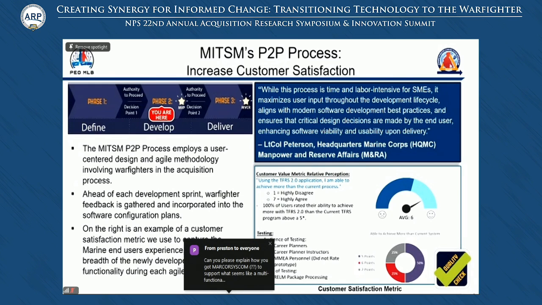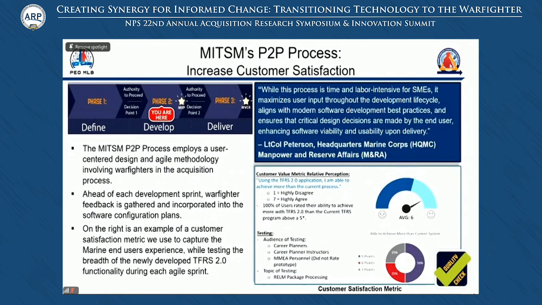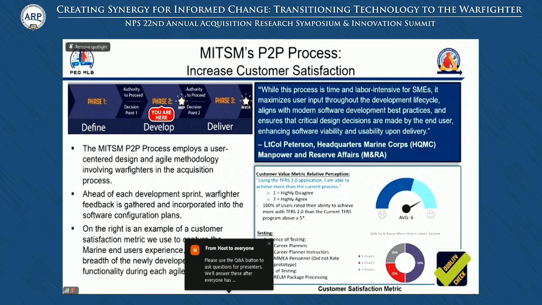We collect several agile metrics in our sprints, but the one critical one to show you here is the customer value metric. This is the example from TIFRS 2.0. This metric is qualitative feedback that captures the Marine end user's experience by role while testing the breadth of newly configured functionality. This helps the Agile development team determine if there are any results with significant variance that could require a training focus or a software enhancement.